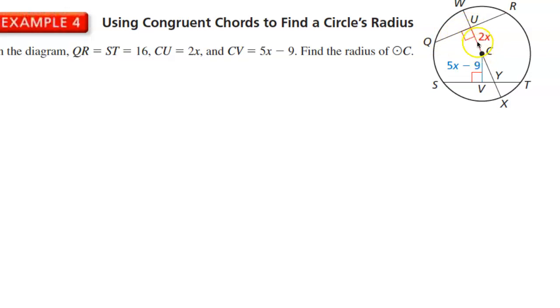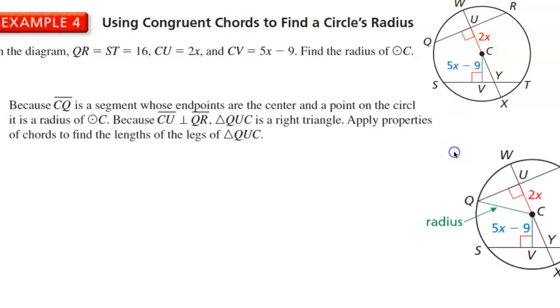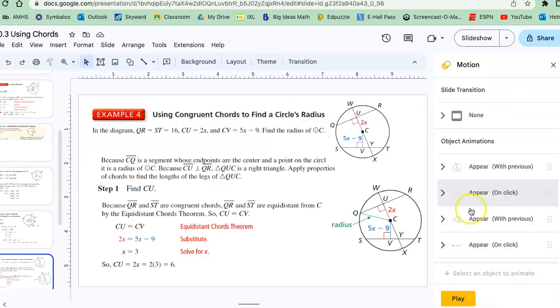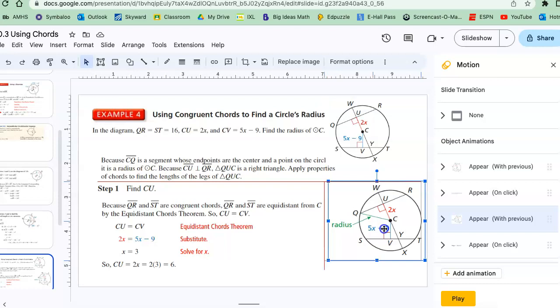Then it tells us that UC is 2x. Okay? How's that going to help us? Watch this. So we have the same picture over here, but what have they added to the picture? They've added a radius. I think I might need to move this over for you to see better.